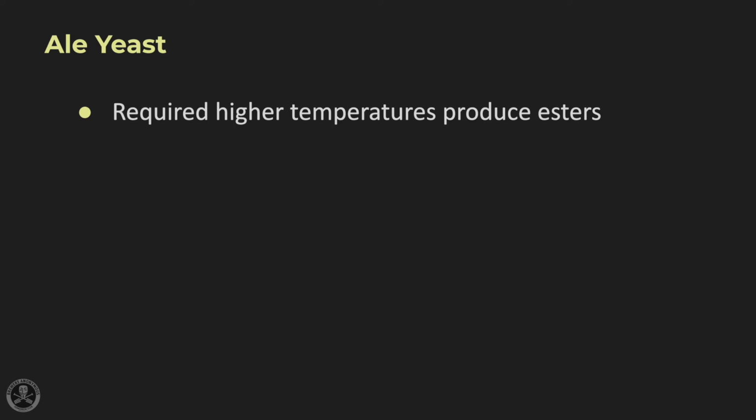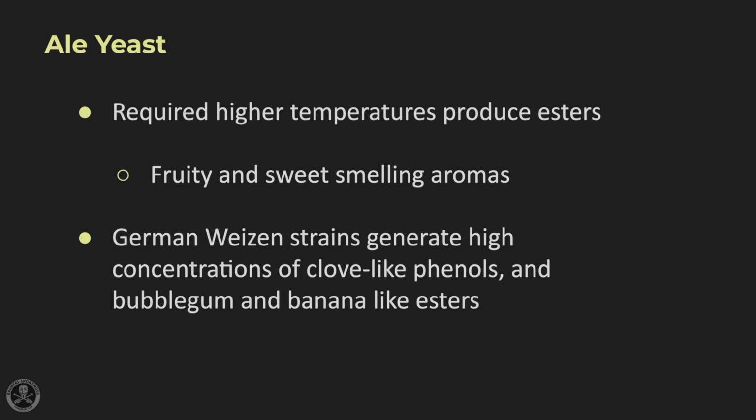With needing a higher temperature to ferment, this leads to production of esters in the beer. These are the fruity and sweet-smelling aromas typically found in ales. German Weizen strains specifically produce high amounts of clove-like phenols and bubblegum and banana-like esters, and that's a signature characteristic of that style. Now, let's talk more about lager yeasts.